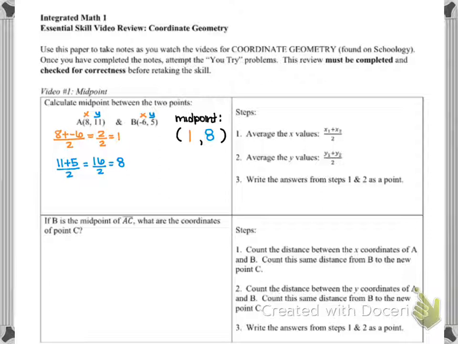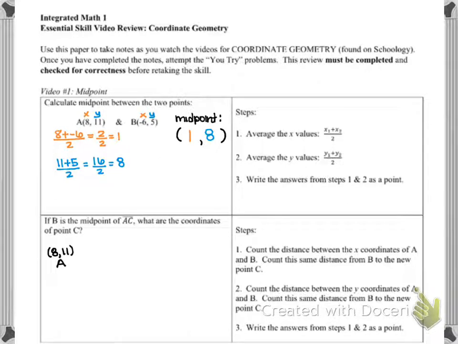Okay, so now we're still using the same points, A and B, but B is now the midpoint itself. Now, I choose to approach this a little bit differently than some people. So what I'm going to do is take my point A, which is at 8, 11. And that's my point A.